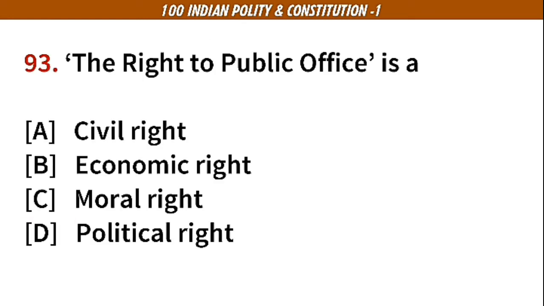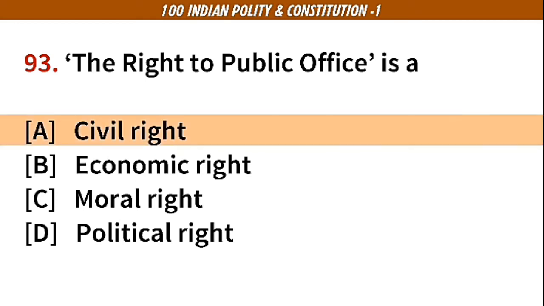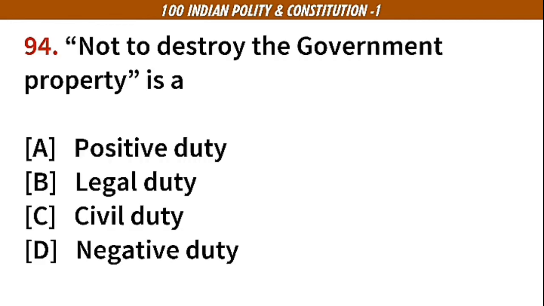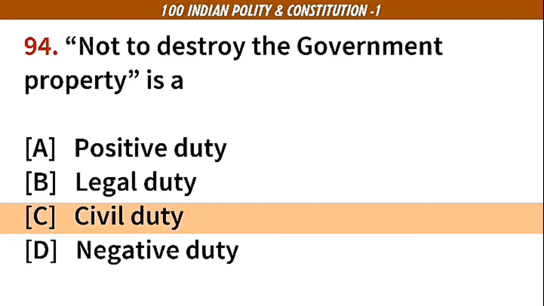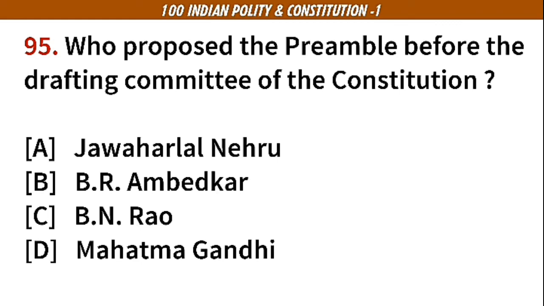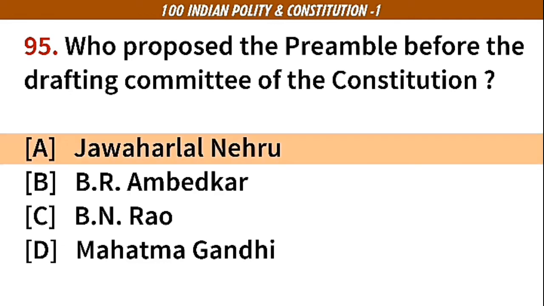The right to public office is a? Answer A. Civil right. Not to destroy government property is a? Answer C. Civil duty. Who proposed the preamble before the drafting committee of the Constitution? Answer A. Jawaharlal Nehru.